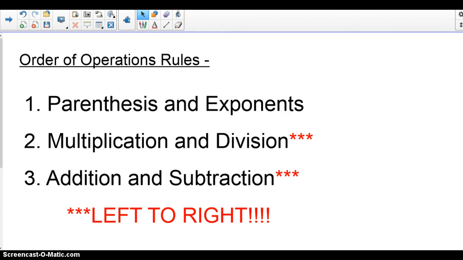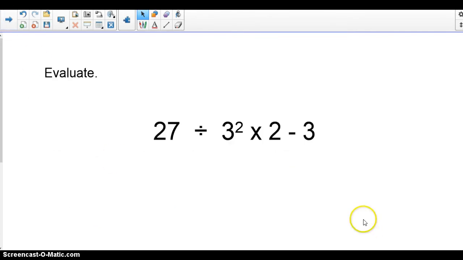And if you notice, I had that starred because we work left to right. It's not necessarily in the order of multiplication and then division. It's multiplication and or division, working left to right, and then the same with addition and or subtraction. So subtraction could sometimes occur before the addition when you're working a problem left to right. So we're going to look at a couple of problems and how to go about evaluating those.